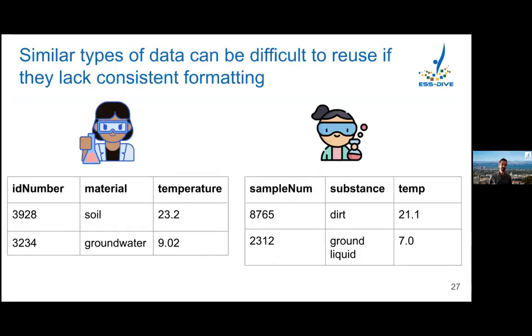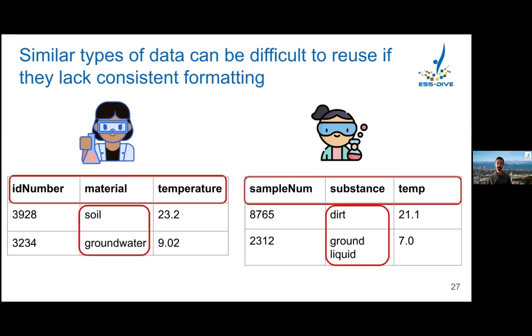Here I'll provide a quick illustration of the power of data standardization with a really pared down example. Let's say we have a couple of scientists that went out into the field and collected some samples at their field sites. The scientist on the left collected soil and water samples, and so did the scientist on the right. However, you'll notice that while we're dealing with the same materials and the same sort of variables, the column names aren't standardized, nor are the terms used within the material column. You have one scientist calling what they collected groundwater and another calling it ground liquid.